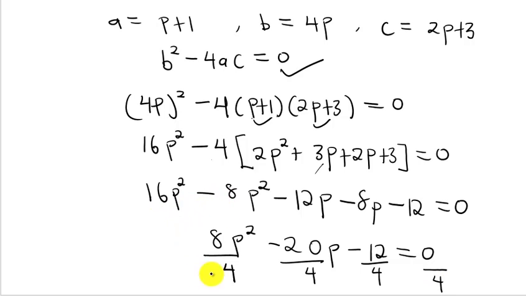Okay, so now 4 goes into 8, we have 2. Once again, 4 goes into 20, we have 5. Then 4 goes into minus 12, we get 3 here. And then 0 over 4 will give us 0. So we are going to have 2p squared minus 5p minus 3 is equal to 0.